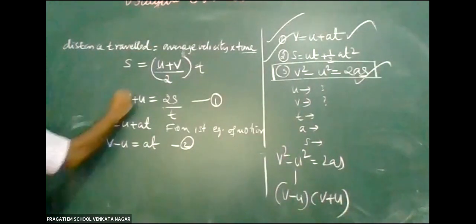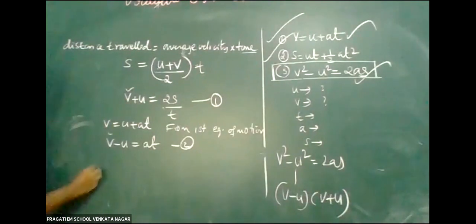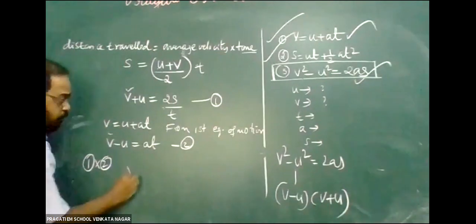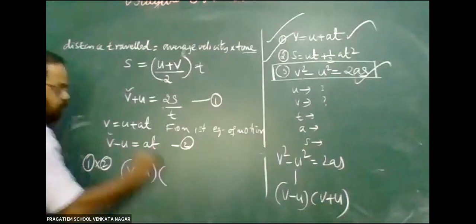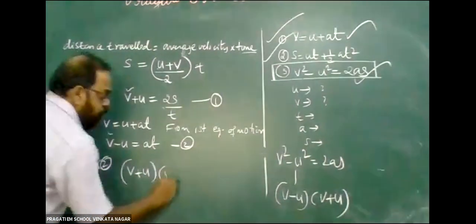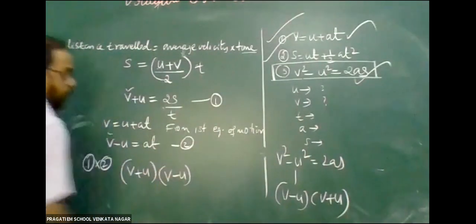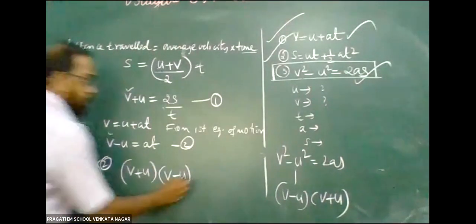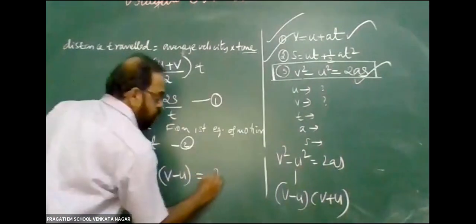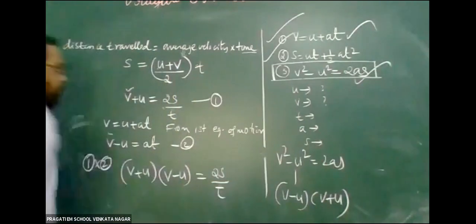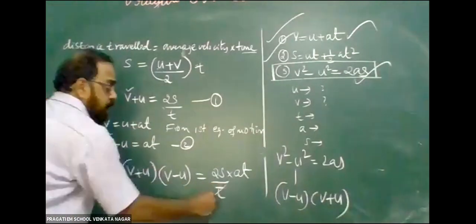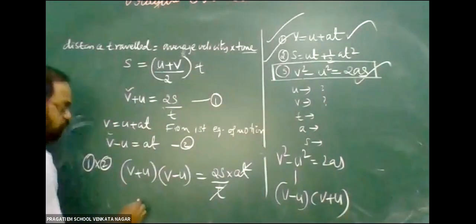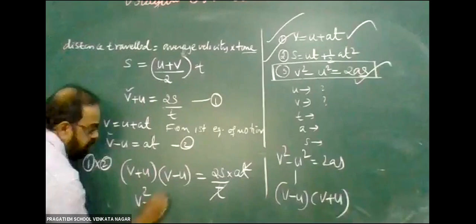Now see these two equations, multiplying equation number 1 into equation number 2. V plus U into V minus U is equal to 2s by t into at. Here t and t cancel. V plus U into V minus U is V square minus U square.